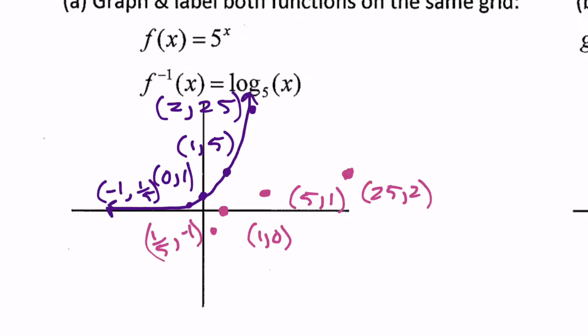So either choose the 25 point or choose the 1/5 point. Either's fine. Sketch it in. Remember, it has a vertical asymptote at x equals 0 because the exponential had a horizontal asymptote at y equals 0. And what's the connection here? It is perfect symmetry across the line y equals x, and it should look like it is. So it's going to look something like that.